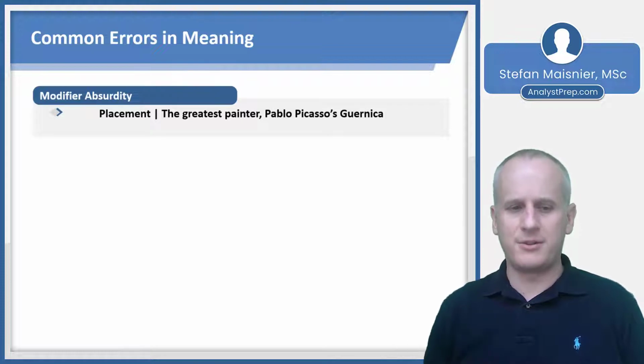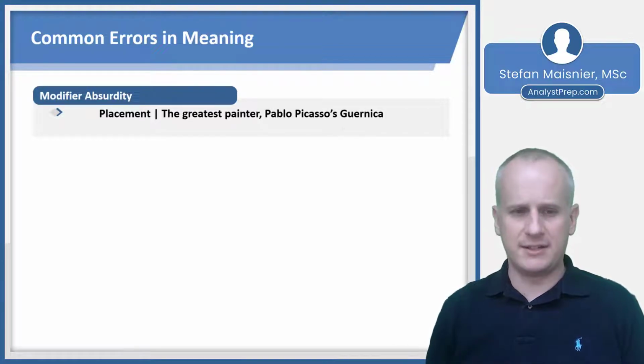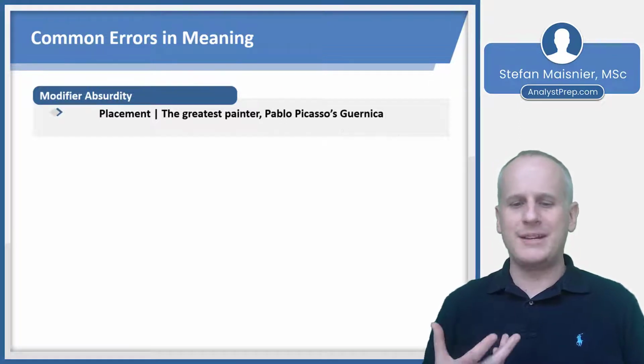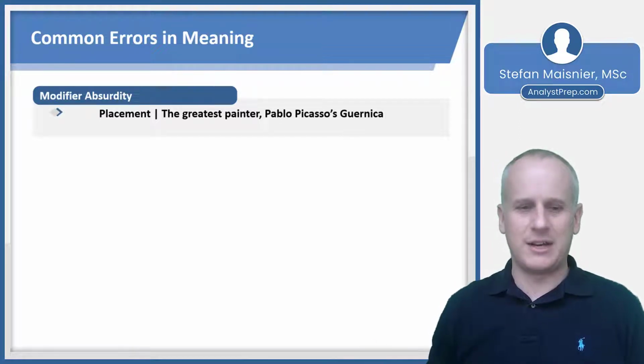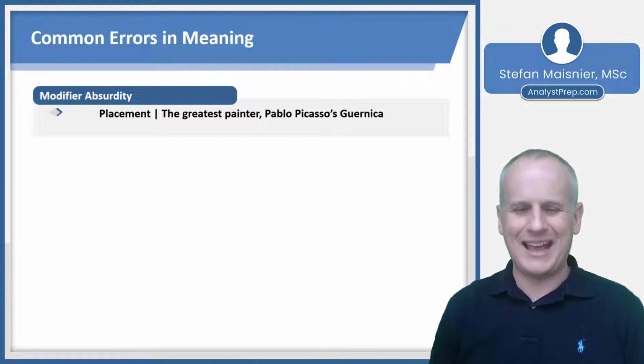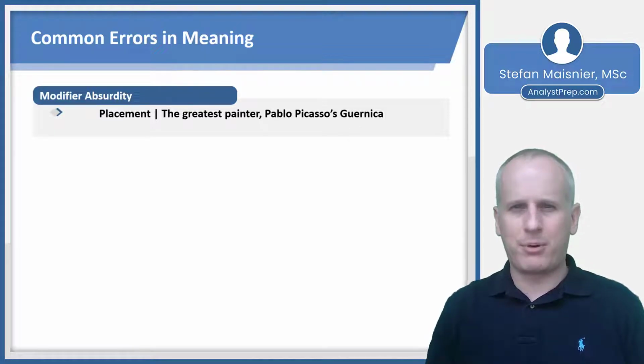So modifier absurdity, first off, is often tested on this exam. You start with placement. We'd have something like "the greatest painter, Pablo Picasso's Guernica," which would be an error in meaning because you can't describe the painting Pablo Picasso's Guernica as a painter. Make sure that your descriptors are properly next to the item that they are intended to describe.